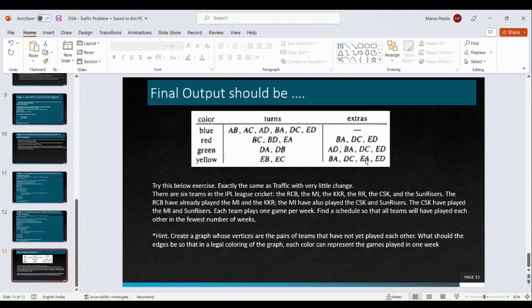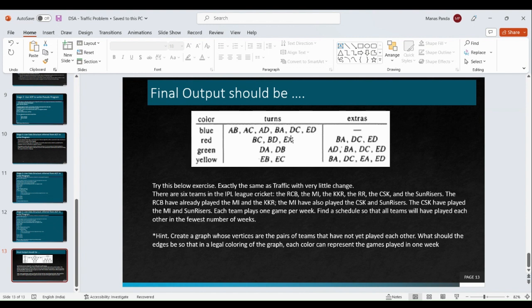The only thing you have to look at are the other two extra turns, AD and EA, whether we should be allowing these two extra turns or not. So those extra turns also you have to look at. They may not be colored as red because they cannot be colored as red. They are already colored here as blue.